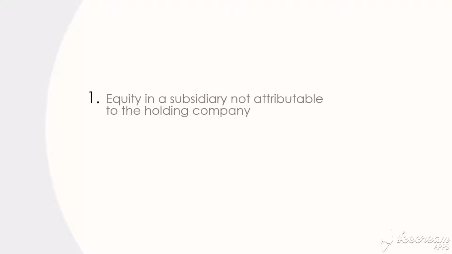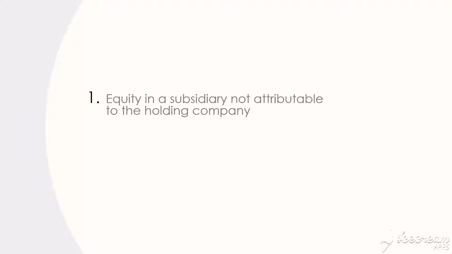In the previous examples, we assume the holding company owns all the shares in the subsidiary company. Most of the time, however, the holding company owns most but not all the shares in the subsidiary company. The remaining shares are owned by what we call non-controlling interests, which are equity in a subsidiary not attributable directly or indirectly to the holding company.